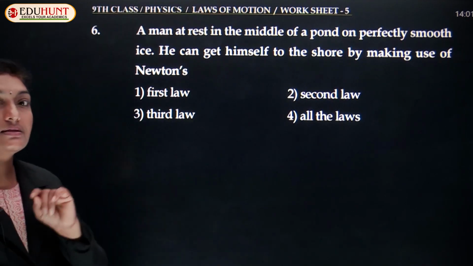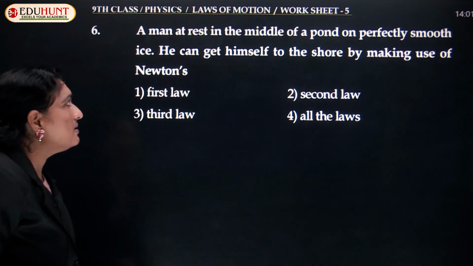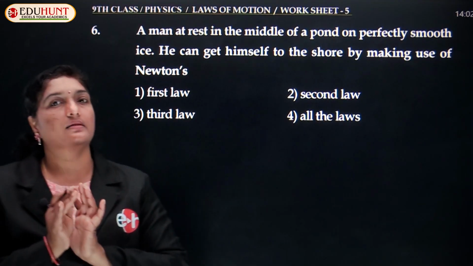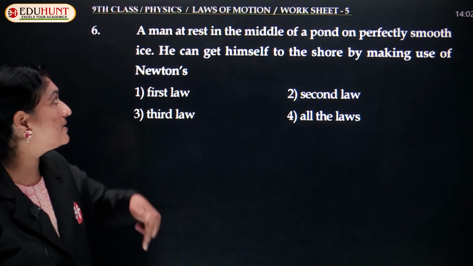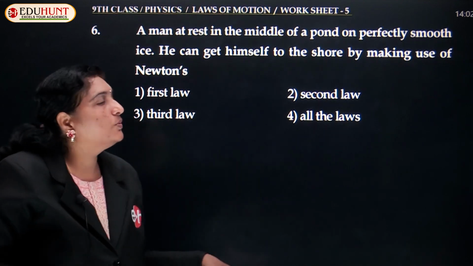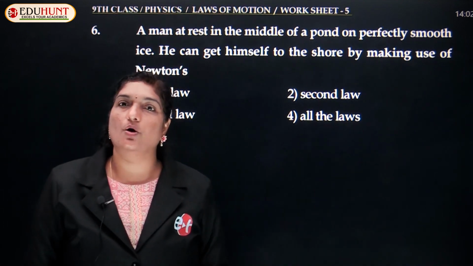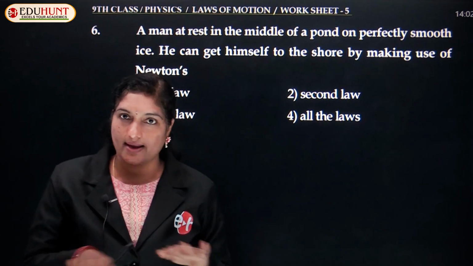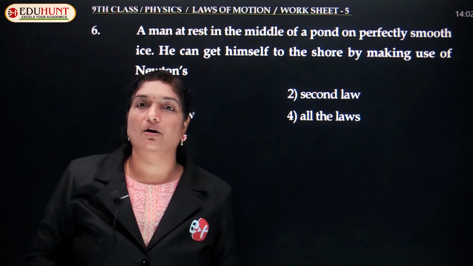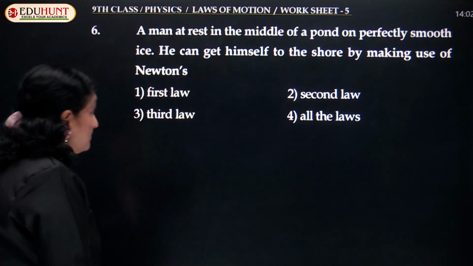Moving ahead with the sixth question. A man is at rest in the middle of a pond. A pond is there and the man is also there. So the man is at rest in the middle of a pond on perfectly smooth ice. So this person is standing on an ice block in the middle of a pond.